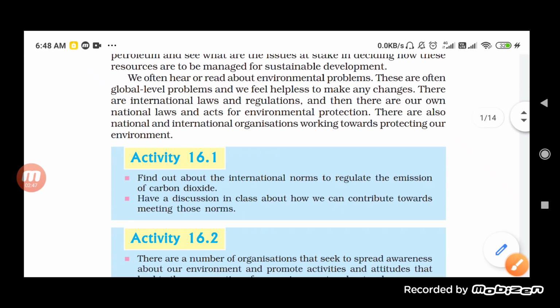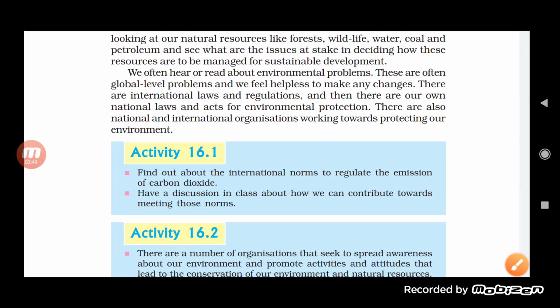Now see, we often hear about environmental problems. Yes students, there are a lot of environmental problems, and we know what the reason is. Even in the previous chapter we have studied pollution, air pollution, water pollution, and how our environment gets affected because of our activities. Okay, so there are a lot of environmental problems, and these are not restricted to a particular state or area, but are a global level problem.